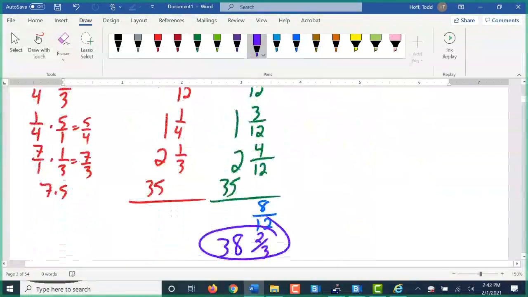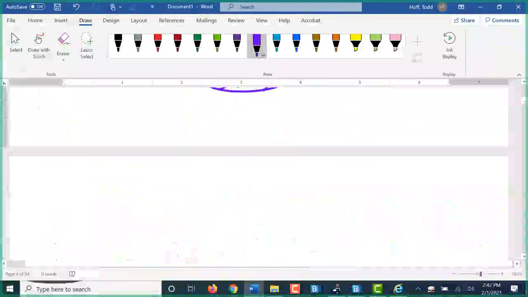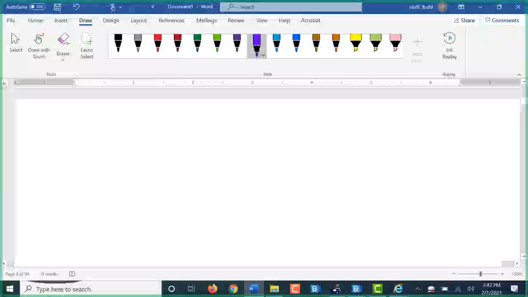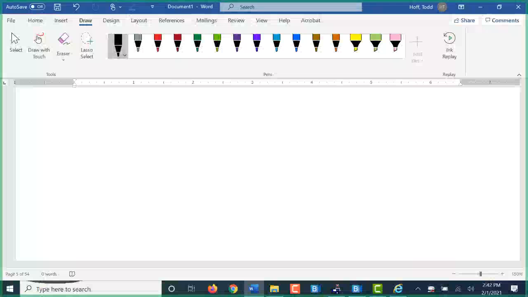This is a lot of work. You can say that again. Yeah, I'm going to keep doing it with the improper fractions. I'll never make you do it with the mixed numbers. So let's do at least one more example of the mixed numbers before we move on to division.